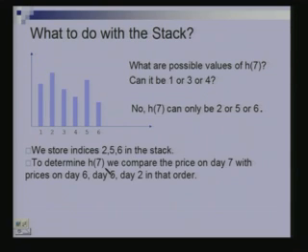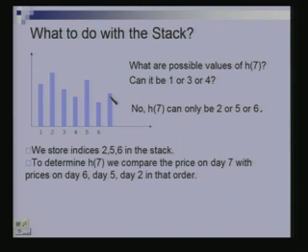Now, to determine h of 7, what do I need to do? I will first compare the price on day 7 with the price on day 6. Suppose the price on day 7 was less than the price on day 6. Then what is h of 7? 6. But if the price on day 7 was larger than the price on day 6, then I will compare it with the price on day 5. If it was larger than the price on day 5, then I will compare it with 2. If it was larger than 2, then it is minus 1. Then h of 7 is minus 1.